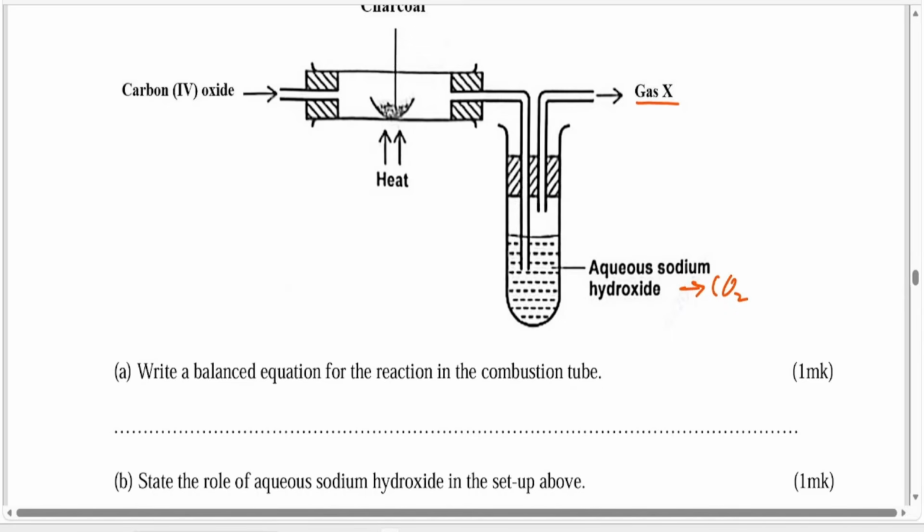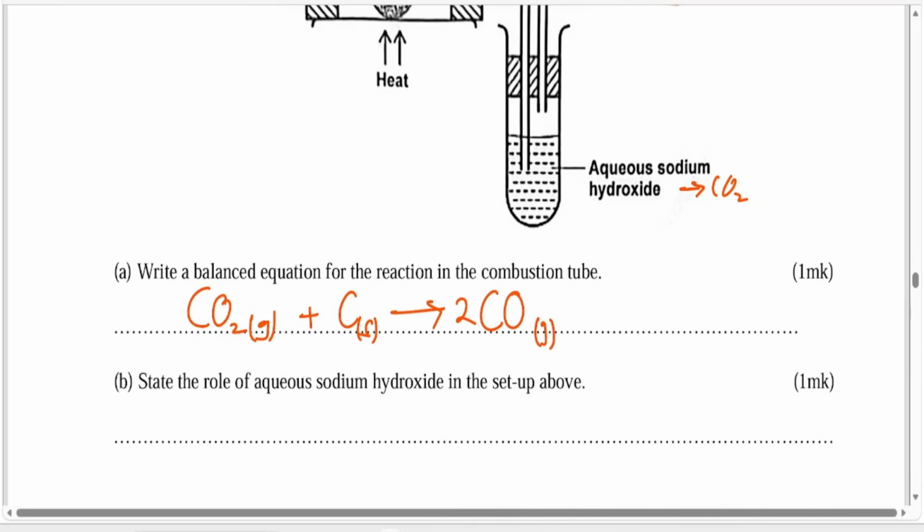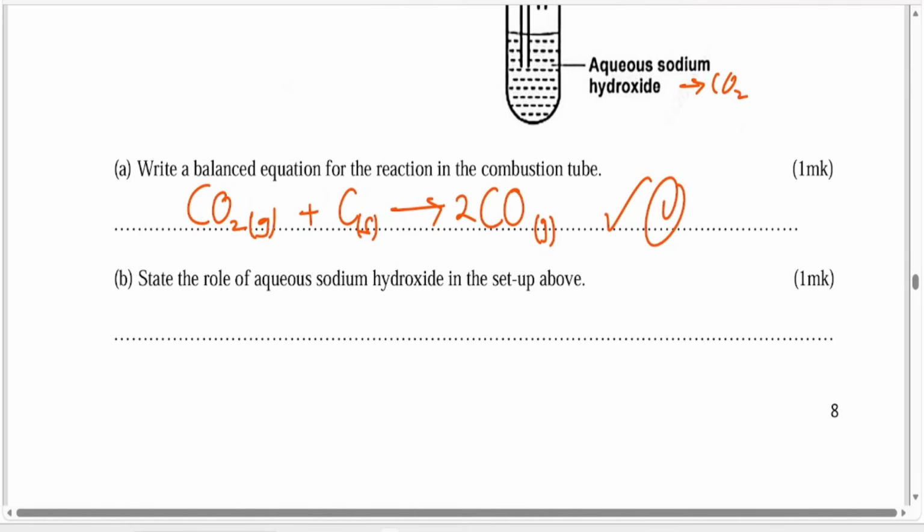So we write a balanced chemical equation for the reaction in the combustion tube. So what happens in the combustion tube? We have carbon dioxide gas reacting with carbon, which is a solid, and we obtain carbon 2 oxide gas. Balance the equation by balancing carbon 2 oxide with a 2, and that equation gives you 1 mark. Part B of the question, state the role of aqueous sodium hydroxide in the setup above. The role of sodium hydroxide is to absorb excess or unreacted carbon dioxide.